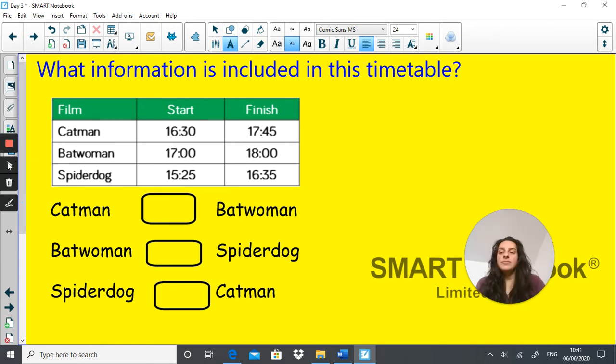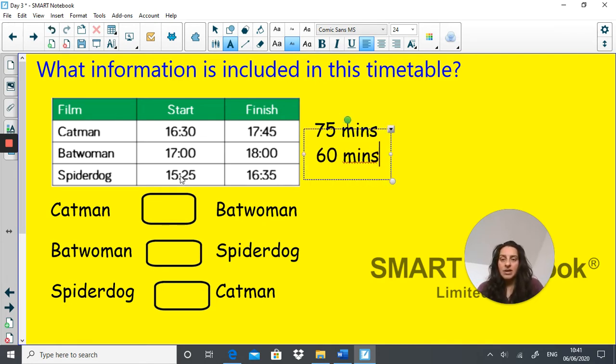Off you go. Okay, so the duration of Catwoman is from 16:30 to 17:45. That film is, I'll put it next to it so you can see, 1 hour and 15 minutes, which makes it 75 minutes. Batwoman is 17:00 to 18:00, which makes it 60 minutes. And Spy Dog is 15:25 to 16:35, which makes it 1 hour 10 minutes, which makes it 70 minutes long.